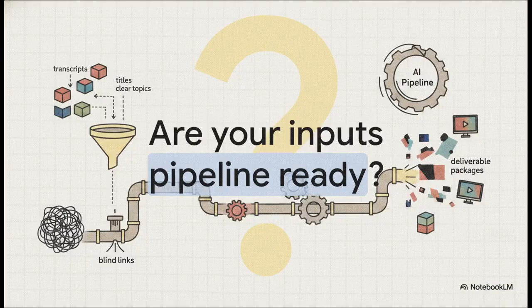Which brings us to the ultimate check for any workflow. Are your inputs actually ready for the AI pipeline? Look, if you've been handing your AI blind links and expecting miracles, you're actively bottlenecking your own production. By applying these strict, simple input protocols, providing transcripts, titles, or just clear topics, you unlock a massive deliverable package that feeds directly into the industry's best video generators. So before you start your next project, I want you to ask yourself, is your standard operating procedure holding you back, or is it propelling you forward?